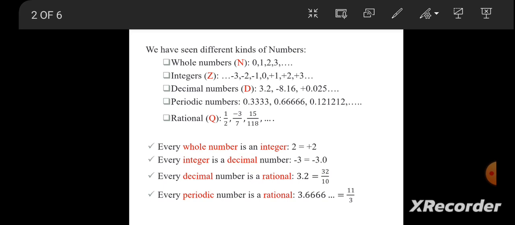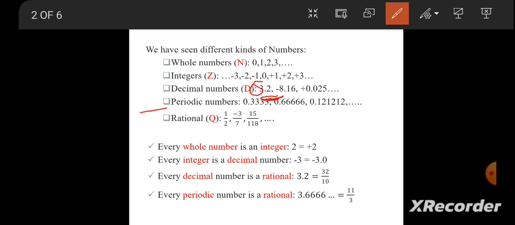Decimal numbers contain the decimal point, for example here 3.2. The number before the point, here 3, is called the integral part, and after the point it's the decimal part.